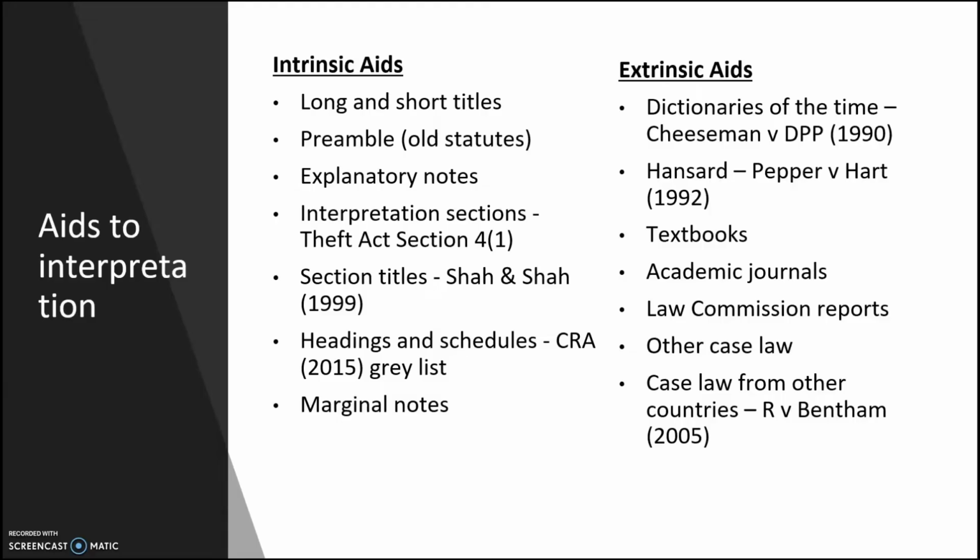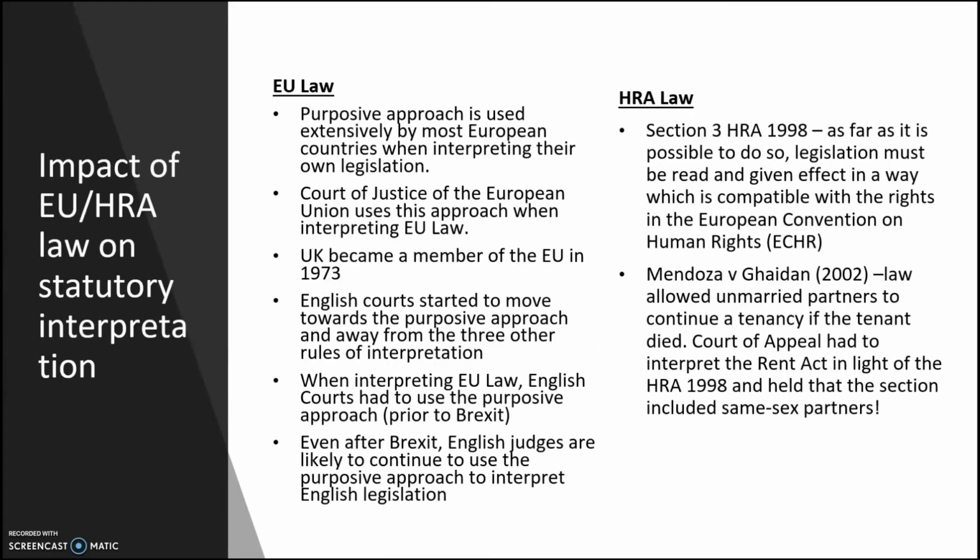Judges may look at textbooks, academic journals, Law Commission reports, other case law, and certainly case law from other countries. A good example of that is R v Bentham, when they were looking at an armed robbery case, and they looked at law in America for that particular example, which was quite useful because obviously they've got a lot more law on gun crime than we do. And they used that to help them make a decision in this particular case.